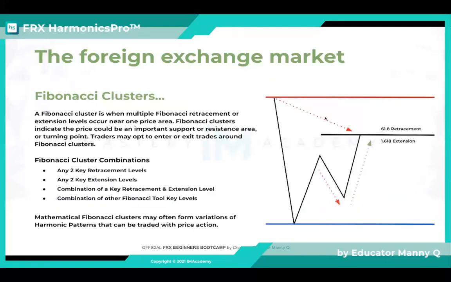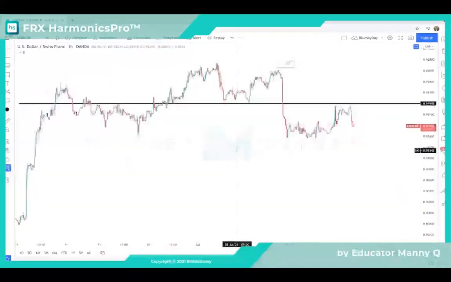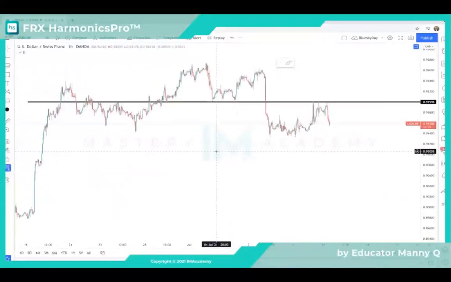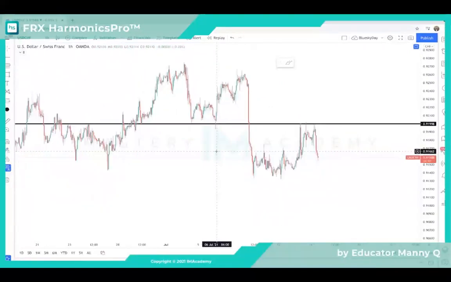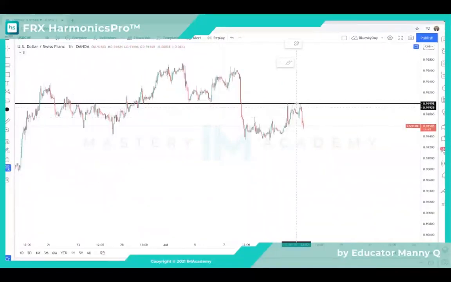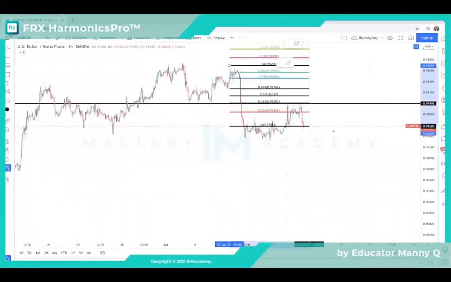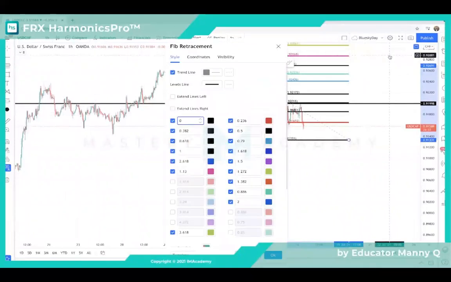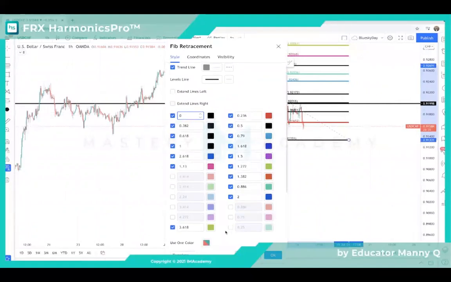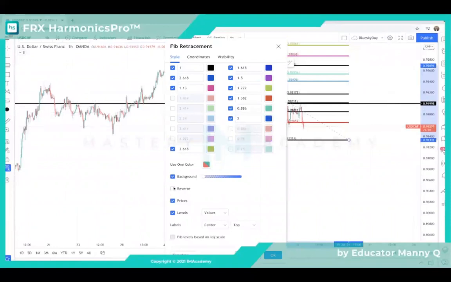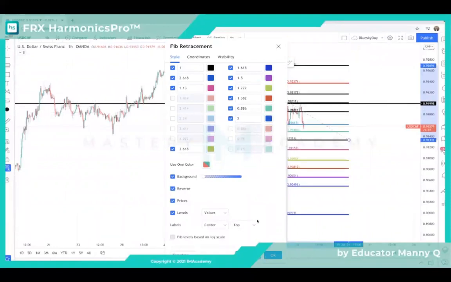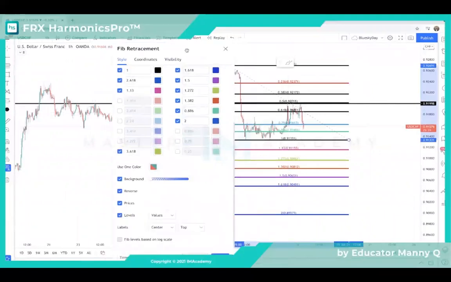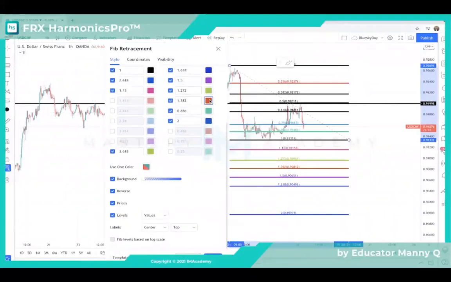Before we talk about fib clusters, let's come over here to the market and talk about fib extensions and fib reversals. As an example, let's say this market is going to continue to come down. We can see from high to low over here that this market pulled back to about 50%. Now, if I inverse this, let's reverse the fibs. Boom.